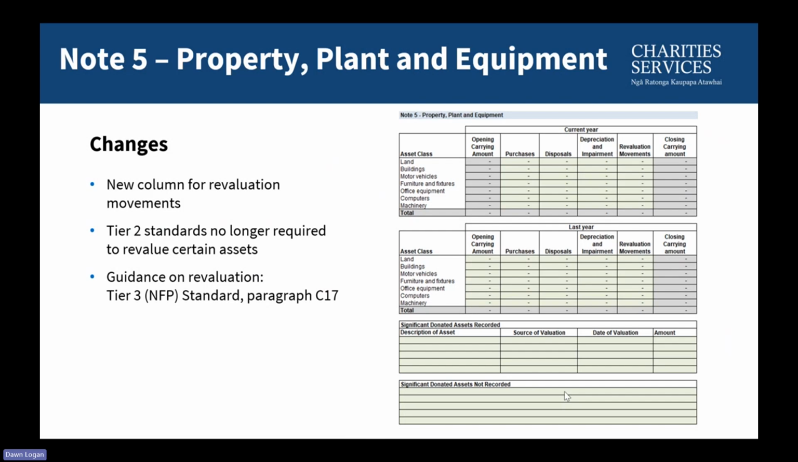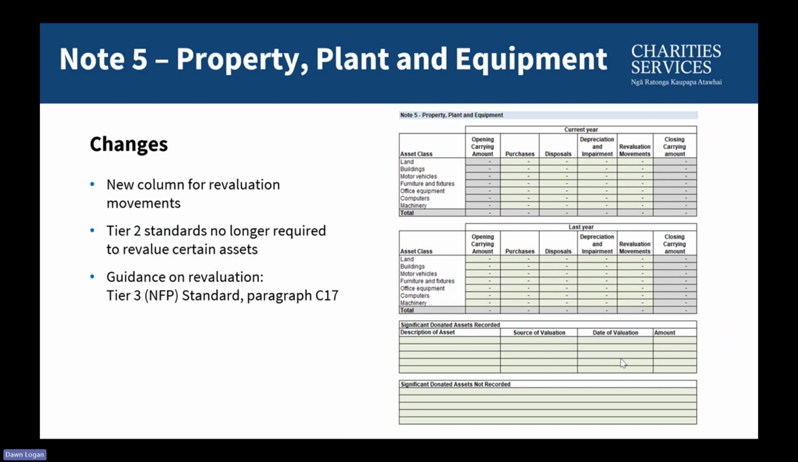Note 5, Property, Plant, and Equipment, already has categories of assets pre-populated into the template, which can be changed to suit your charity. The note is set up to calculate automatically based on what is entered into the green fields. There is now a column for any revaluation gains or losses recognized in the revaluation reserve for the current year. This is relevant for charities who have elected to measure assets at revalued amounts instead of at cost. I will go over this briefly.